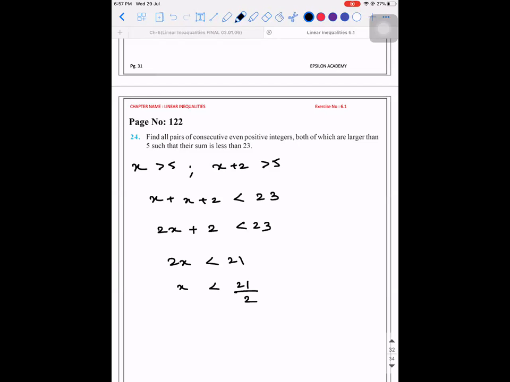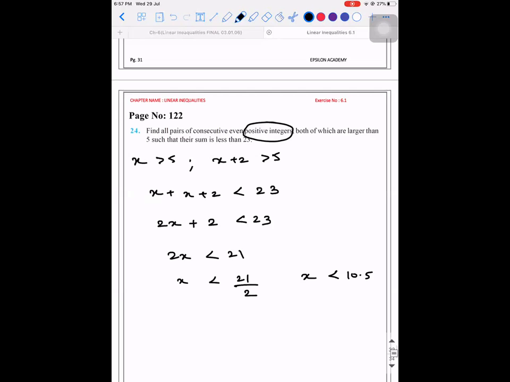But what did they say? They told us positive integers. So that is, x should be less than 10.5. So what is the integer we can think of? 10. So a number greater than 5 and less than 10. So what are all the possible ordered pairs? 5, 7, not 5, 6, even, positive. Yeah, sorry. 6, 8. Then 8, 10.